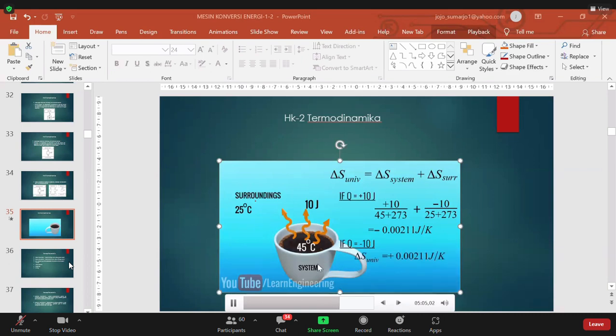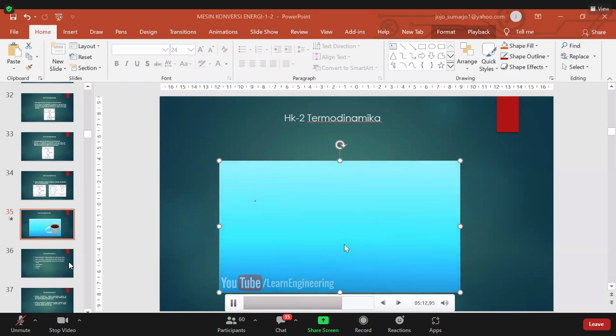So using the second law of thermodynamics, we have proved that the hot tea can only release heat, and it cannot absorb heat. Now let's get back to the chemical reaction problem.